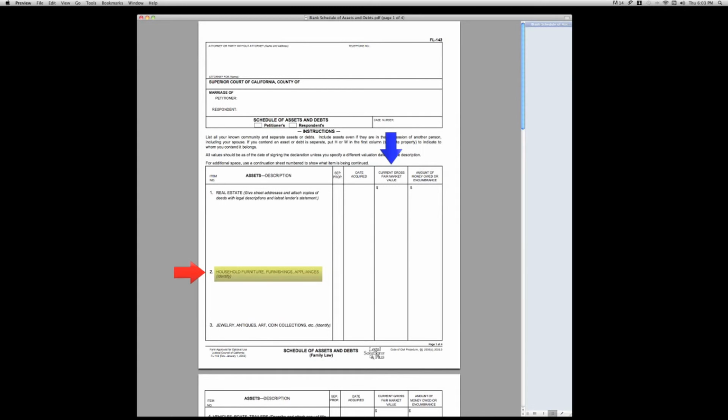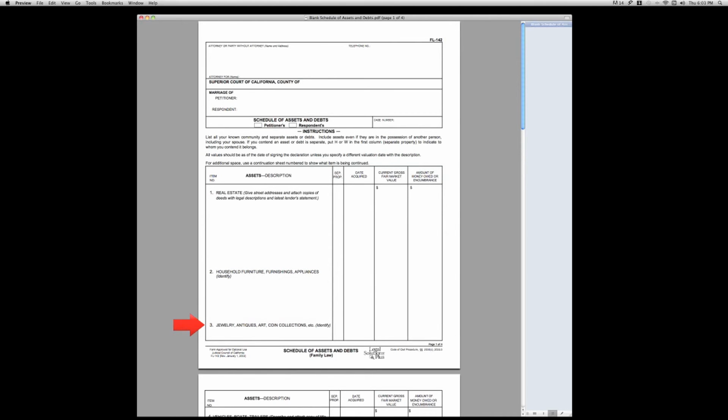Now, mind you, the question isn't what is someone else advertising their goods for on eBay or Craigslist. It's what do you realistically believe you could get for it? And that's a very different question. Be careful not to value this property at purchase price or replacement cost. Those numbers are not relevant.